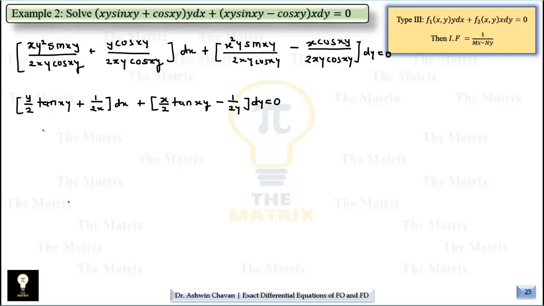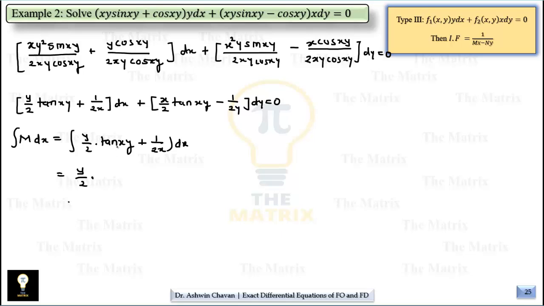So this is exact. We claim that this is exact. So how to solve this? It is the integral of Mdx, which is the integral of y by 2 tan of xy plus 1 upon 2x dx. So y by 2 is constant and we need the integral of tan xy.